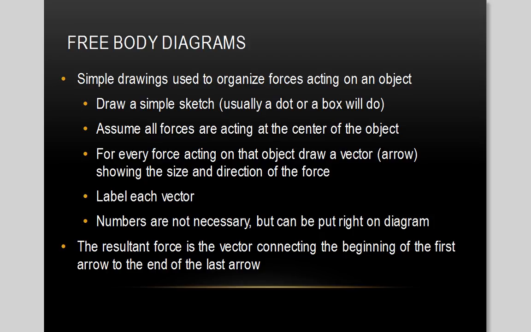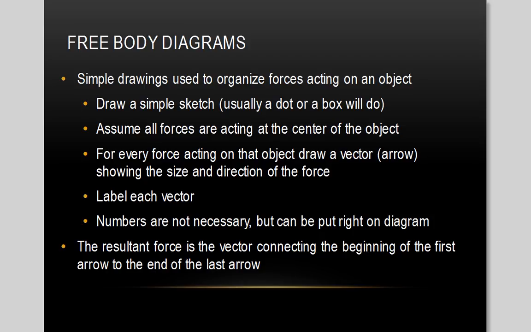You don't have to draw the dog sled, you just draw a dot. Okay, if it's a hockey puck sliding on ice, you don't have to draw the hockey puck, just draw a dot. It's a simple sketch. Or a box. Dots or boxes. Oh yeah, in brackets here. Dots or boxes. And then you have to assume all forces are acting at the center of the object, so you think of it as like a center of mass.